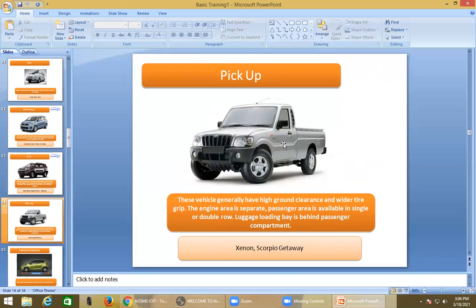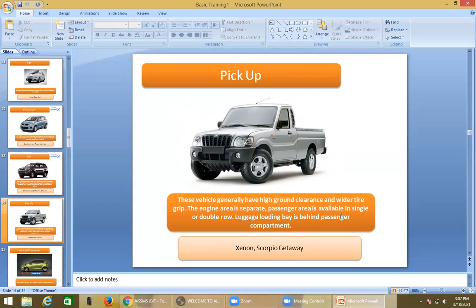Then pickups. You are all aware of the pickup, the picture is showing the pickup. This vehicle generally has high ground clearance. See, the ground clearance is higher compared to other vehicles. A wider tire grip is also there in the pickup vehicle. The engine area is separate, in front of the vehicle. It means on the front side of the vehicle, the engine area is provided.